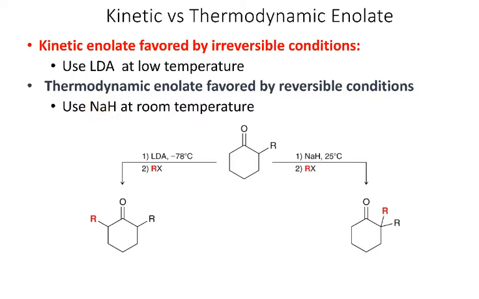So to do the alkylation on the less substituted carbon, I would use LDA, a sterically hindered base, and low temperatures. To get substitution and alkylation at the more substituted carbon atom, I would use a non-sterically hindered base and room temperature, but that's certainly higher than the temperatures used to get the kinetic product.